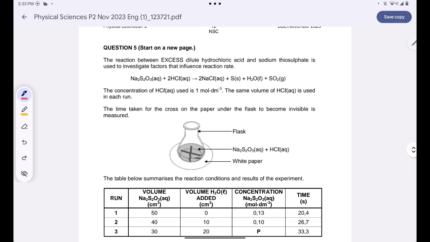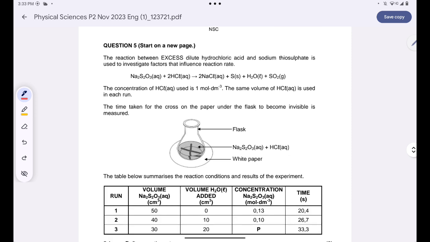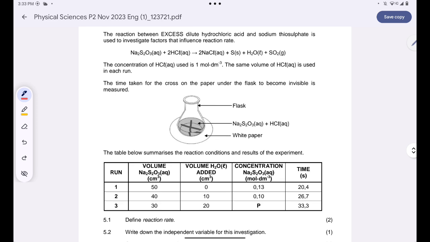Okay, we are told that the reaction between excess dilute hydrochloric acid and sodium thiosulfate is used to investigate the factors that influence reaction rate. There are 5 factors that influence reaction rate, right? We have the concentration, number 1. We have pressure of gases, temperature, a catalyst, and the state of division or surface area. There is the 6th one, but they hardly ask about it nowadays. It's the nature of reactants. Are you together? So just focus on the first 5, you'll be okay.